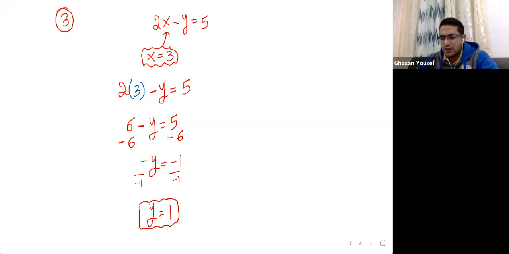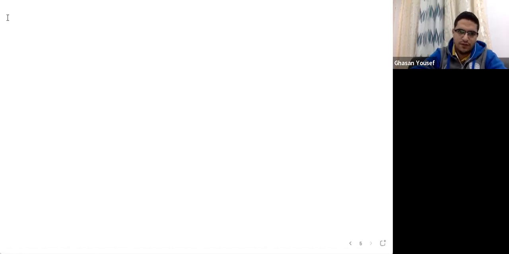Okay, the third method is called the graphical method. I'm going to give you the steps for the graphical method, but I'm not going to do an example for this because we're not going to use it during this section, but we have to know the steps for the graphical method. So the last method is the graphical method. Here are the steps for that.